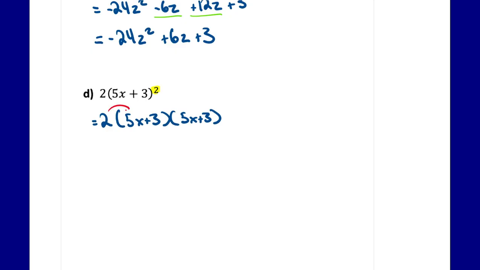I'm going to multiply the 2 into the first bracket. I get 10x plus 6. Then that answer is going to multiply the 5x plus 3.